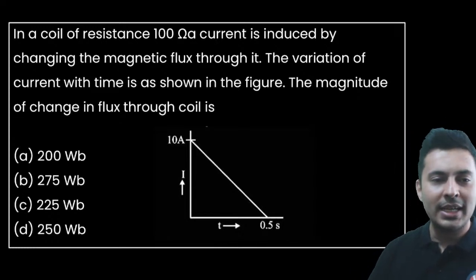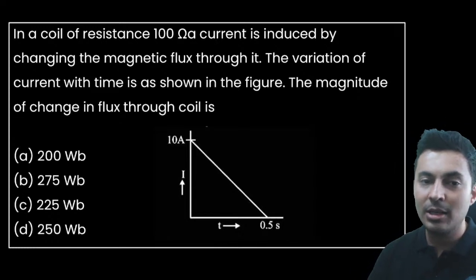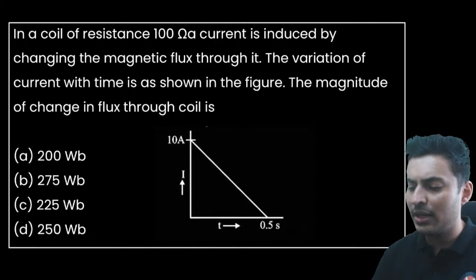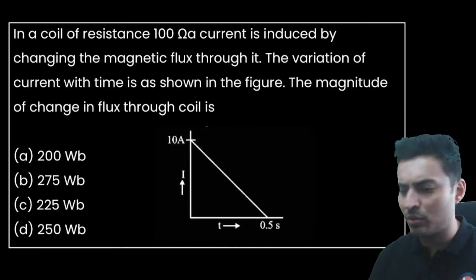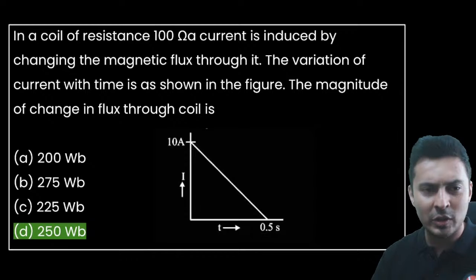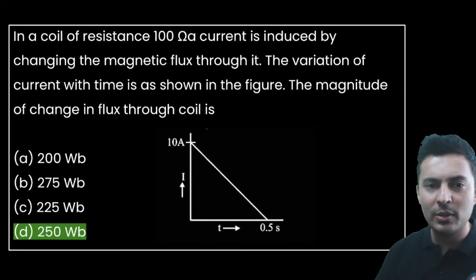Okay. So the correct answer to this, you will have to think a little bit over here why this graph is given of current versus time and how the hell will it give me the change in the flux through the coil. And if you have got the answer as D, let's figure it out if you guys are correct or wrong. And you guys are absolutely correct.